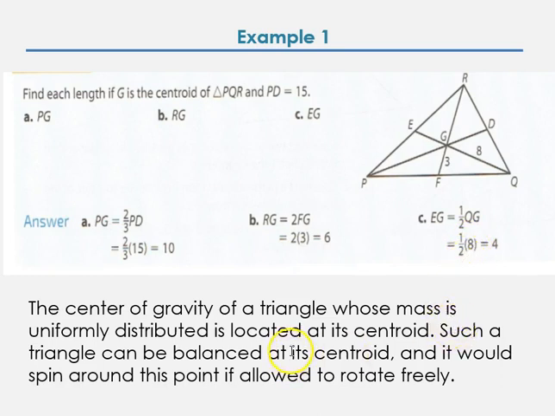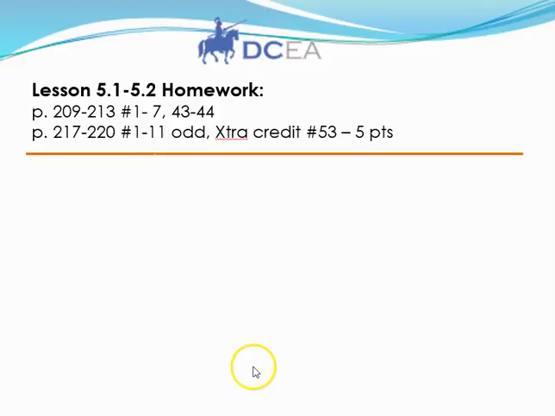An interesting thing about the centroid is the center of gravity of a triangle whose mass is uniformly distributed is located at its centroid. Such a triangle can be balanced at its centroid, and it would spin around this point if allowed to rotate freely. Another interesting thing about these triangles: if we had used equilateral triangles for all of these drawings, the Orthocenter, Incenter, Circumcenter, and Centroid would all be the same point.